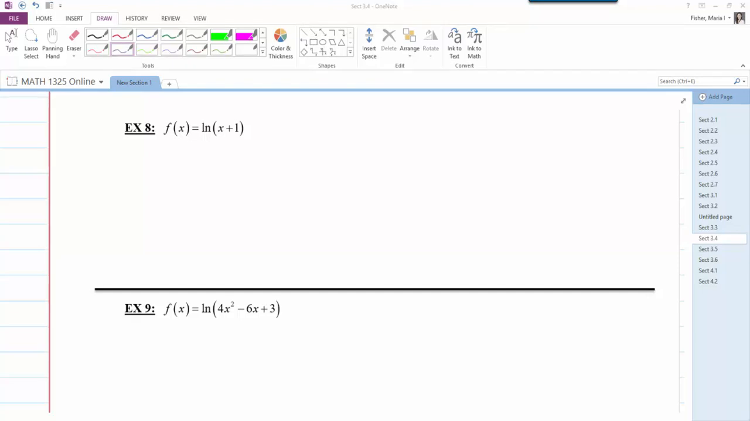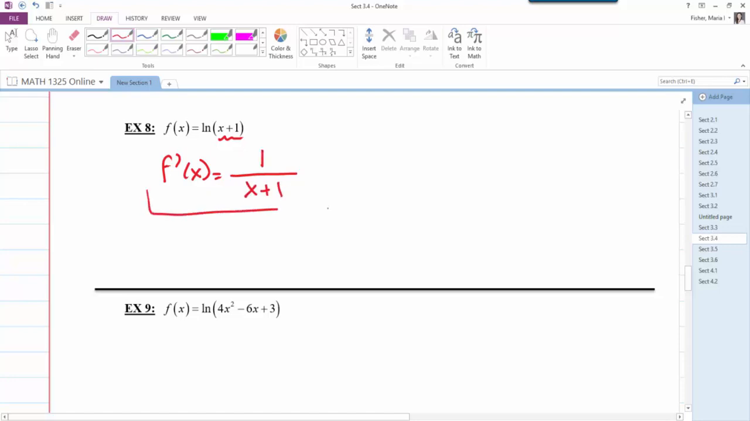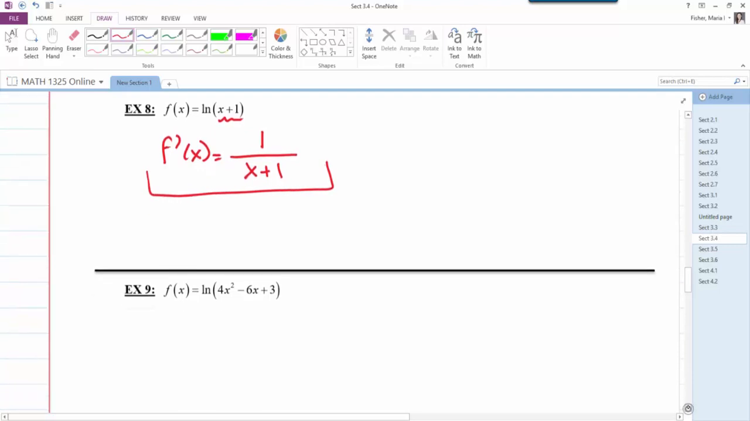Number 8, f of x is equal to the natural log of x plus 1. F prime of x, remember, it's just going to be the derivative of x plus 1. Well, what's the derivative of x plus 1? The derivative of x plus 1 is 1 over x plus 1. And that's it for that. What about the next one?